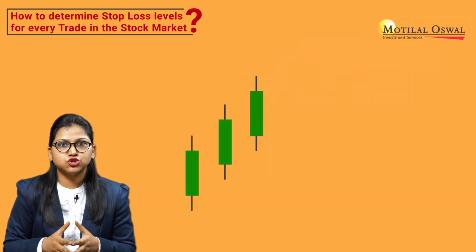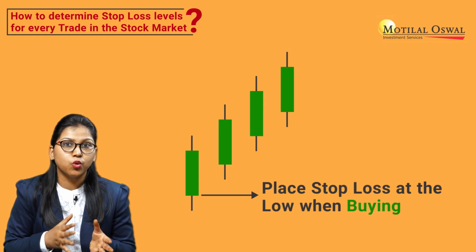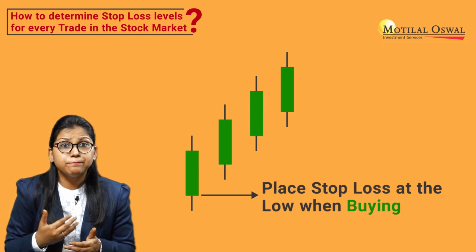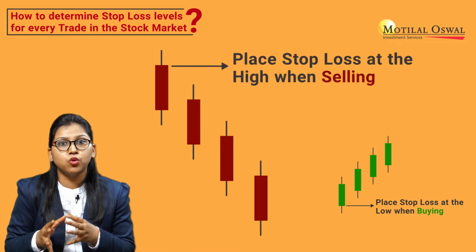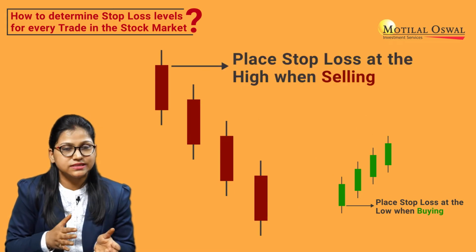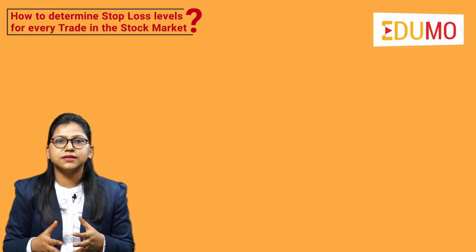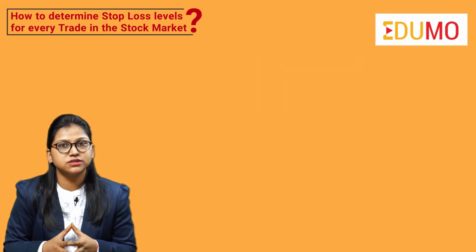You should generally place stop loss price at the low of the most recent candlestick when you are buying the stock, and place stop loss price at the high of the most recent candlestick when you are selling the stock. So let us discuss some more ways of determining stop loss levels.